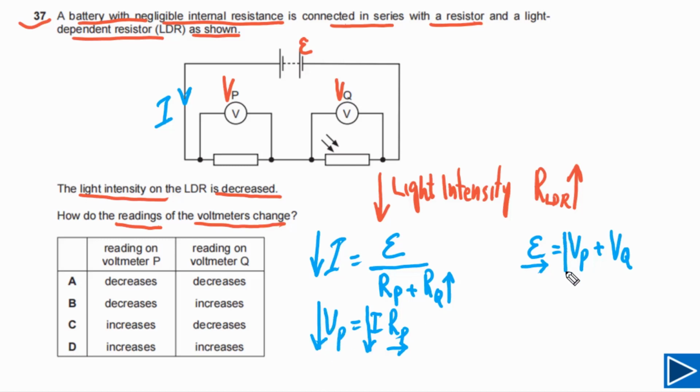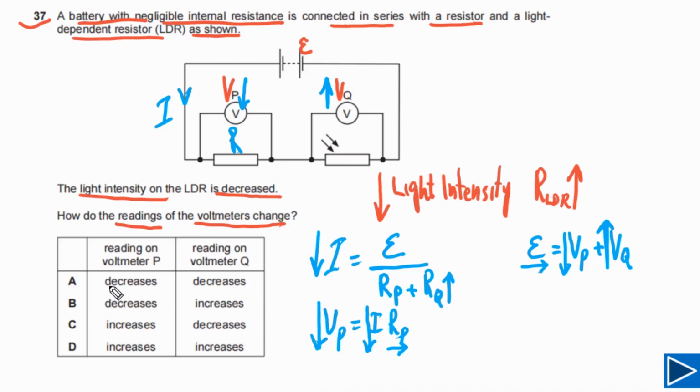If VP decreases but the EMF of the cell is constant, it simply means that VQ will increase. So the potential difference across the LDR will increase, but the potential difference across resistor R will decrease. Based on this, we can find the answer.